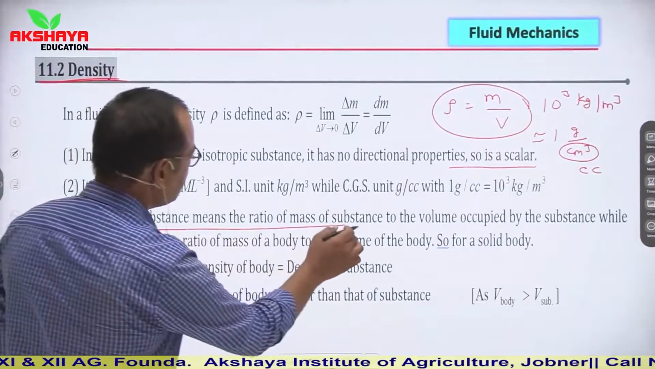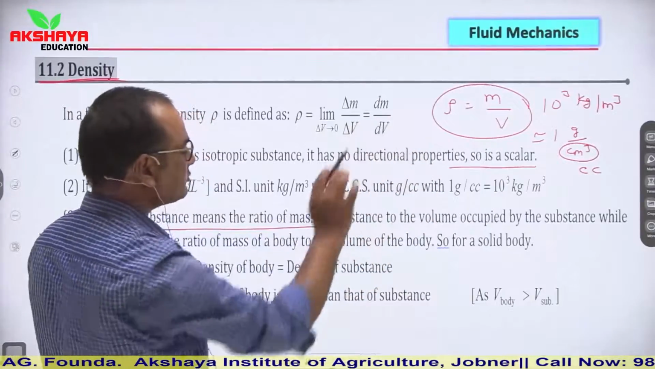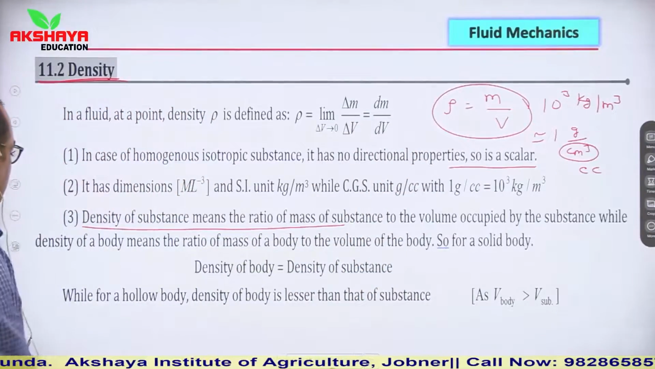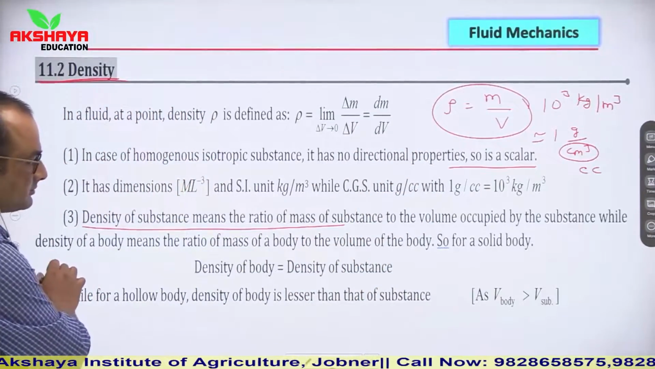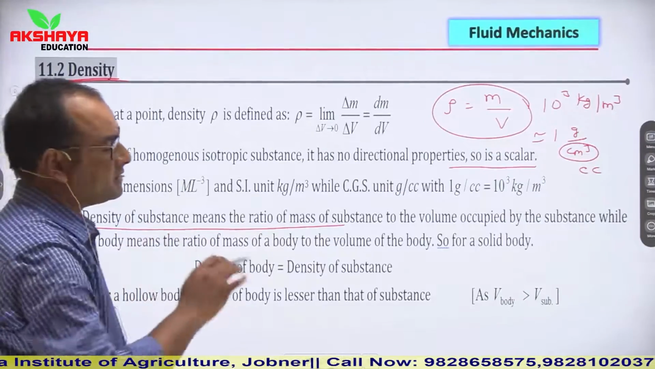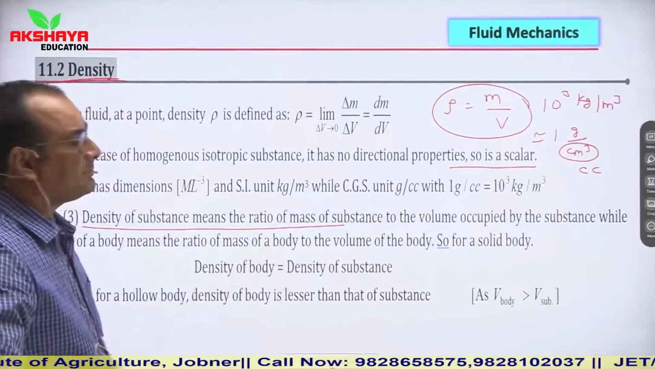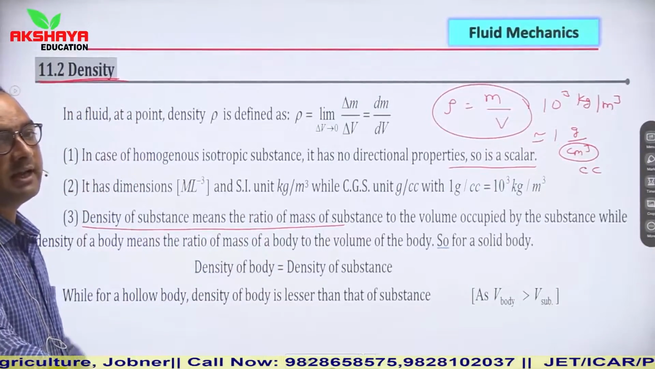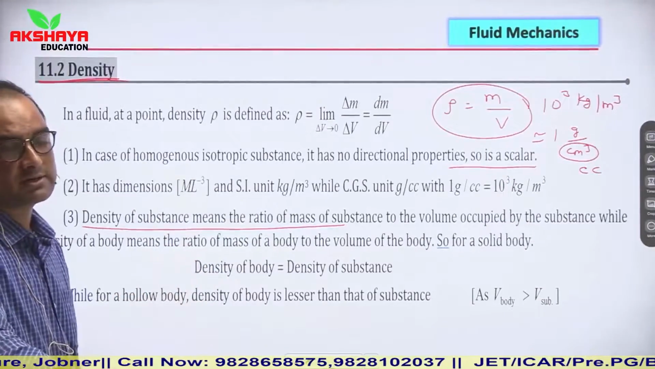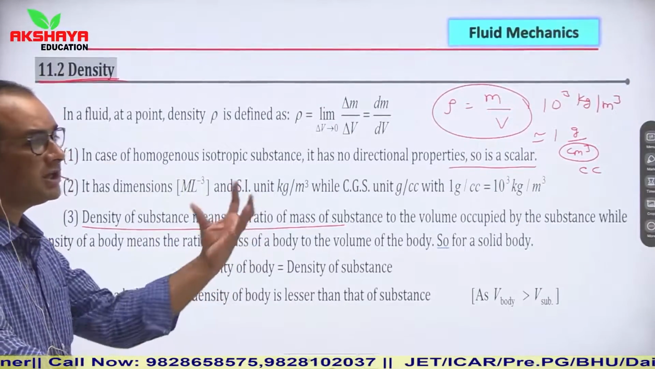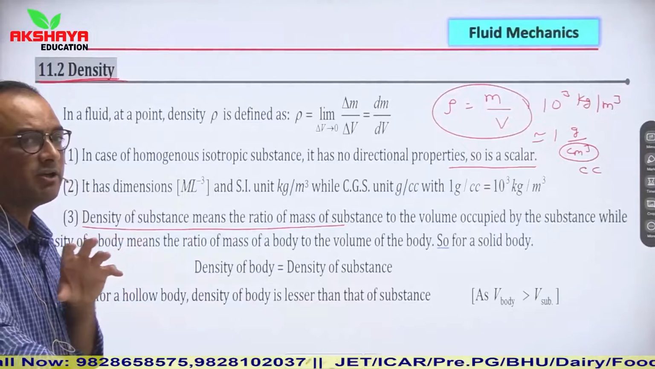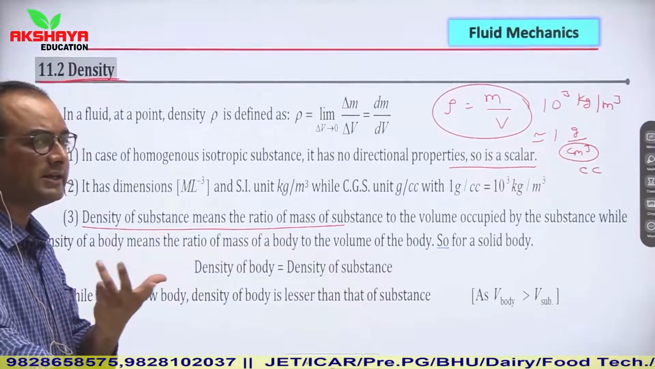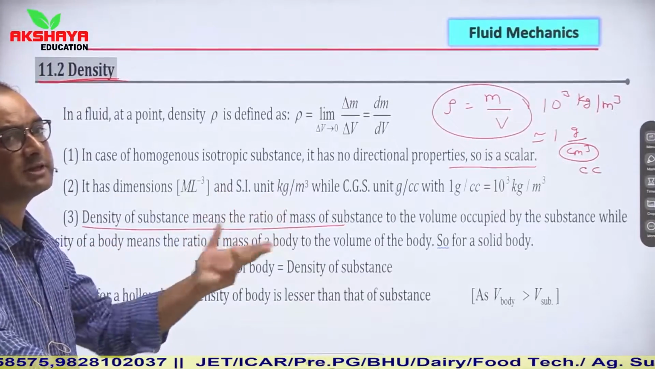Density of a substance means the ratio of mass of substance to the volume occupied. So we have discussed this concept. Now, density of a body. Here a general concept is given: let us say that any body is made of some substance. If we talk about the density of that body, then it is almost analogous to the density of that substance.